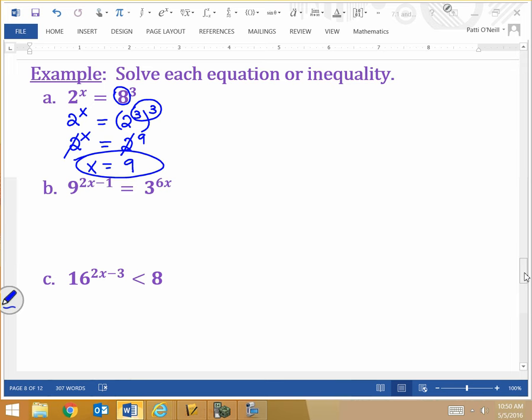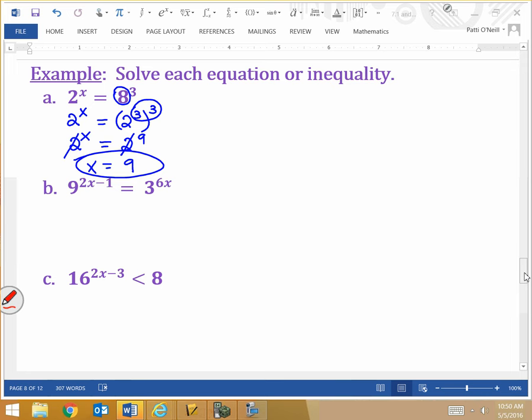The second one, 9 to the 2x minus 1 equals 3 to the 6x. Can we write this with like bases? Now, there may be a situation where you can't use a like base, and we'll delve into that a little bit further in the chapter. But right now, everything should be able to be rewritten with like bases.